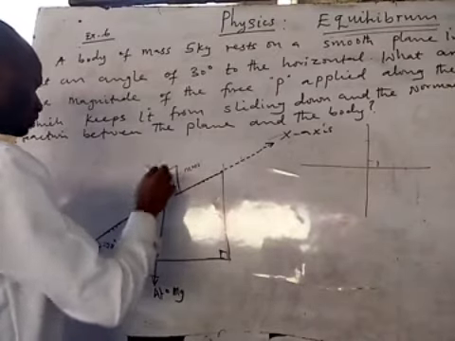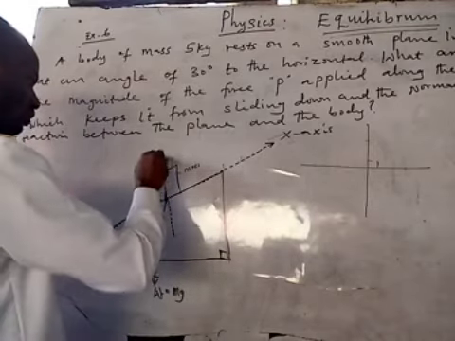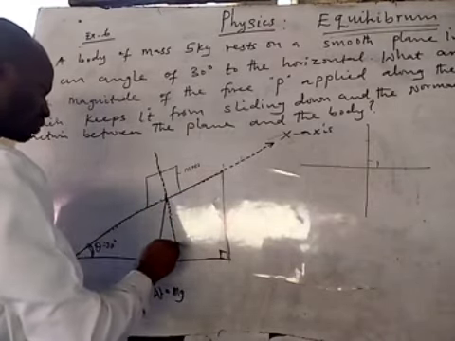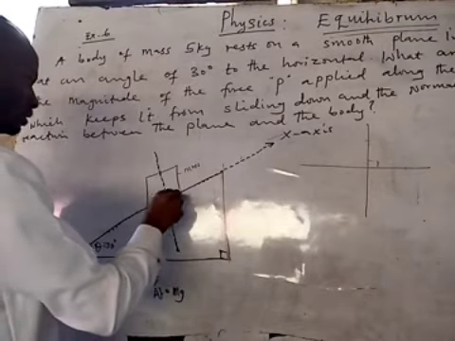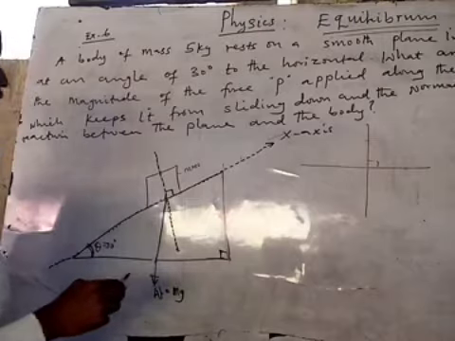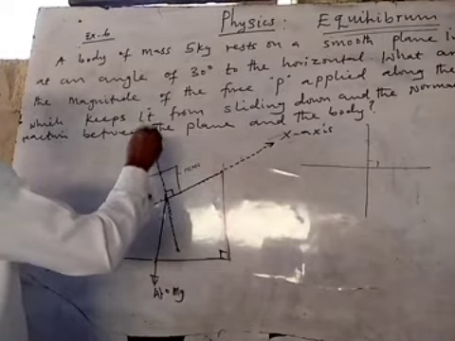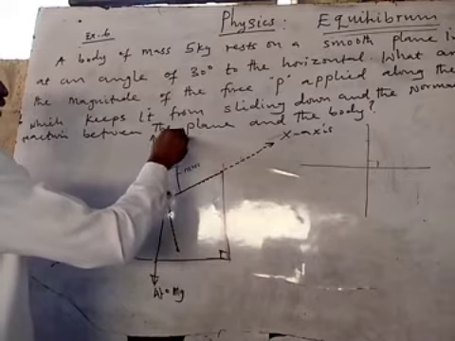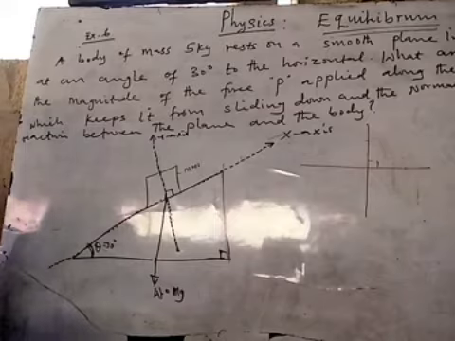We can draw our perpendicular line to be this. You can see this line is perpendicular, at an angle of 90 degrees. So this can be taken as my y-axis. Okay, that is our y-axis.